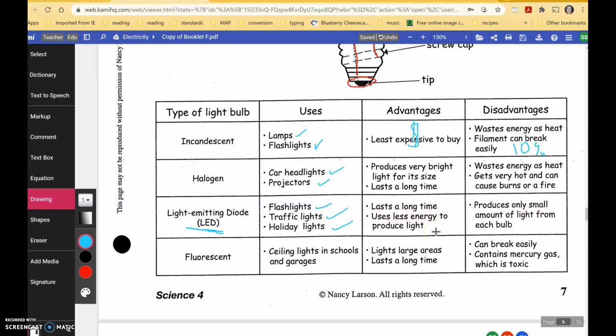And so according to the chart, what are the advantages of an LED light? I know one thing, they last a long time and they certainly use a lot less energy to produce light. So those are positive advantages for sure. An LED light bulb is small and several bulbs must be used together to produce larger amounts of light.